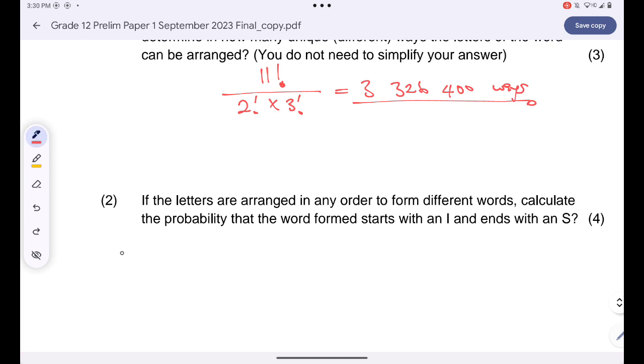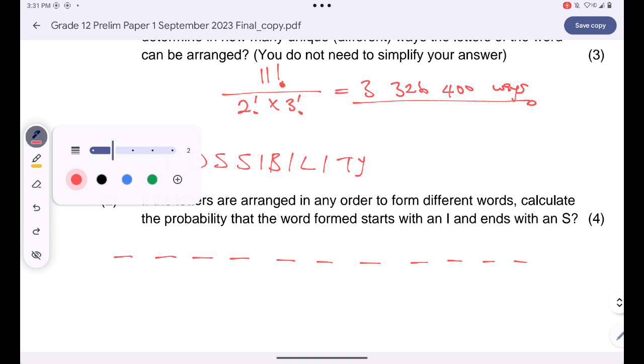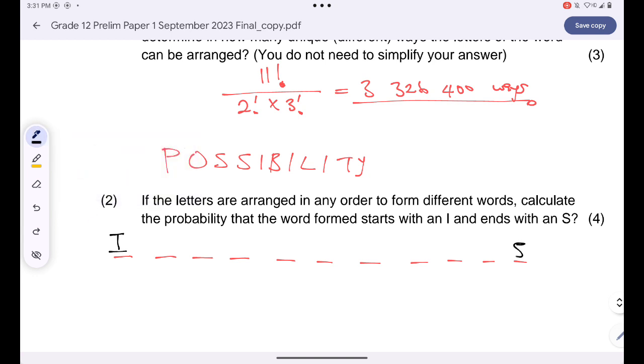So I have 1, 2, 3, 4, 5, 6, 7, 8, 9, 10, 11. The word is possibility. It has 11 letters, right? We are told that our word should start with an I and end with an S, and then the other letters should be arranged in any order.